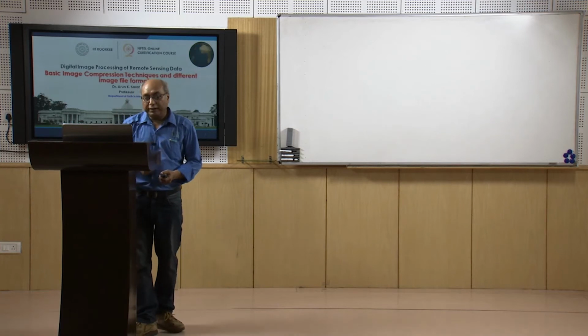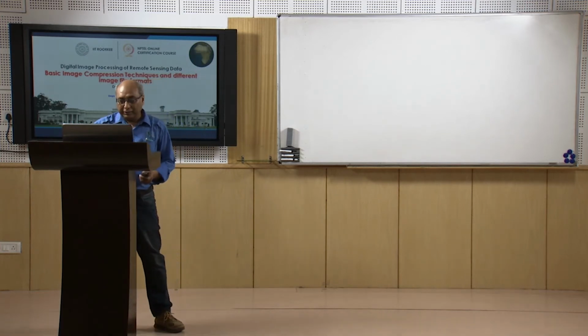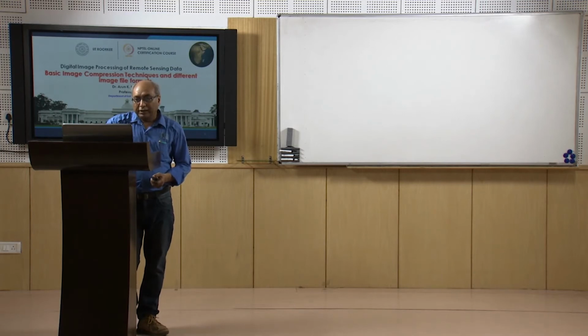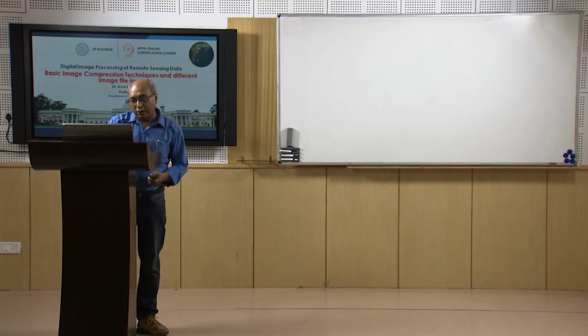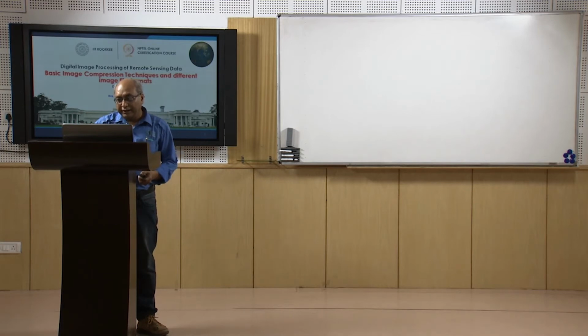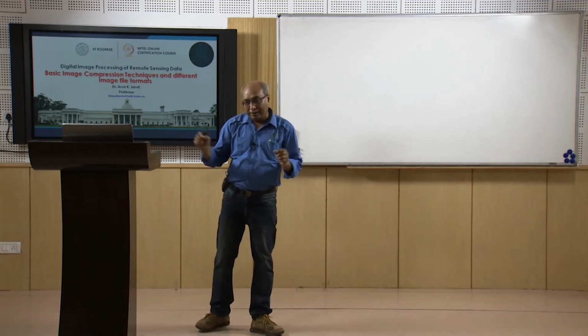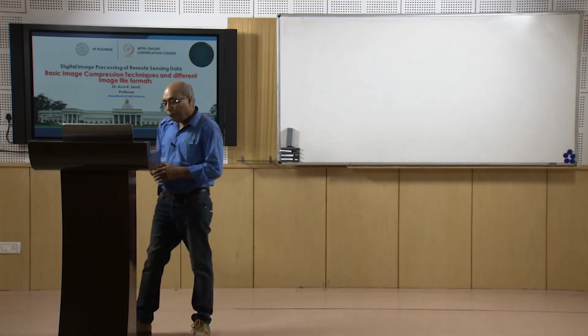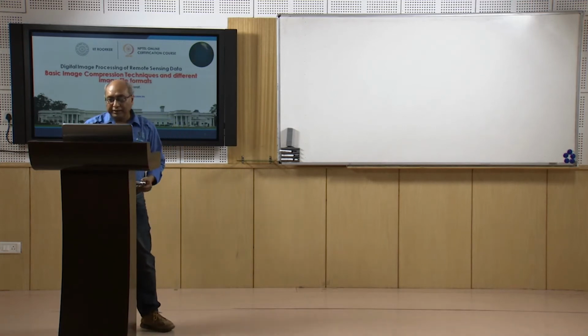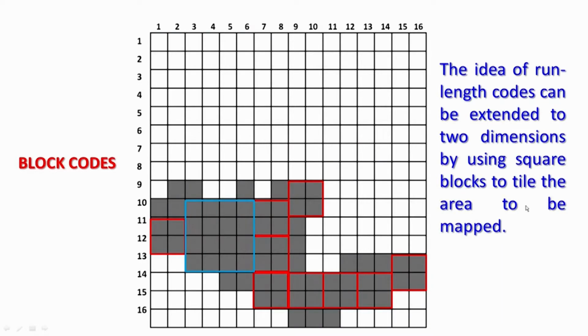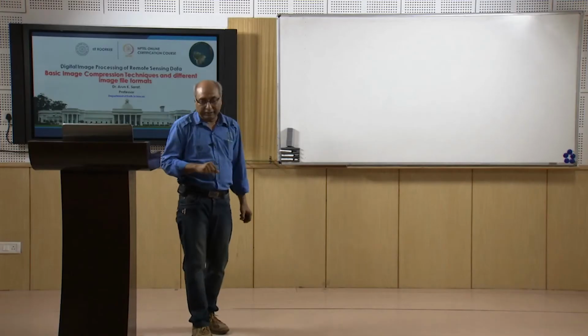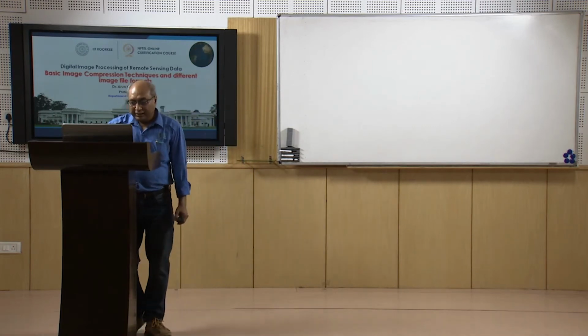The third basic type of compression technique is block codes, and this is a little complicated compared to the first two previous ones. The idea here of run length codes can be extended to 2 dimensions, because run length was just 1 dimension. It starts from a particular row, and then from west to east it runs the length. But here, instead of that, we can go for square blocks or tiles, through which we can cover the area.